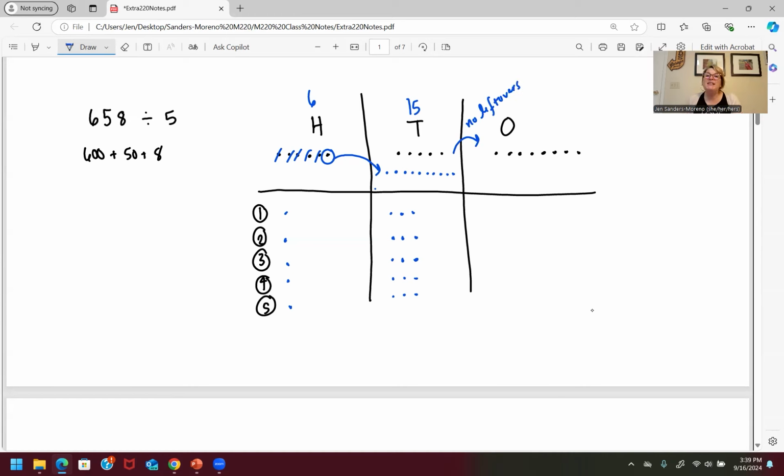Okay, and that means that I'm going to now have, let's see, that was 8 over here. So now I'm going to hand out 8. If I hand out 8, each person gets 1. Got 3 left over. Now, when you have leftovers in the ones column, that's your remainder. So this would be a remainder of 3.